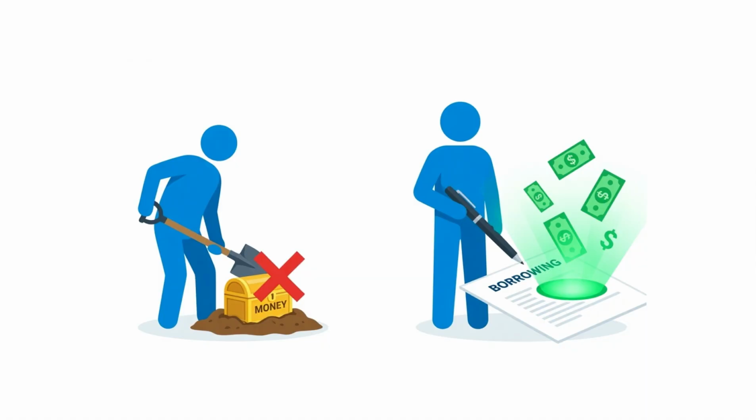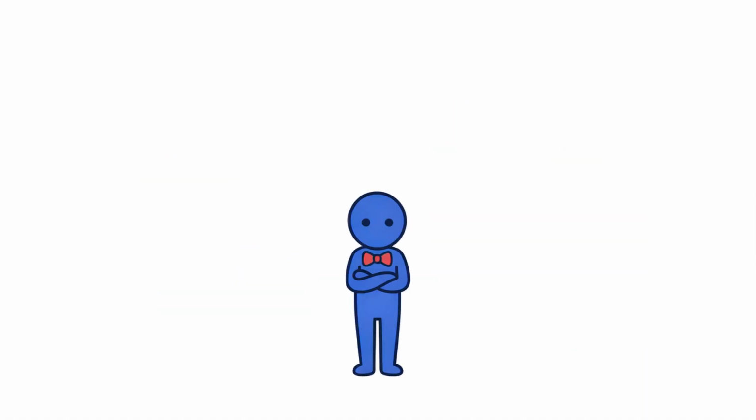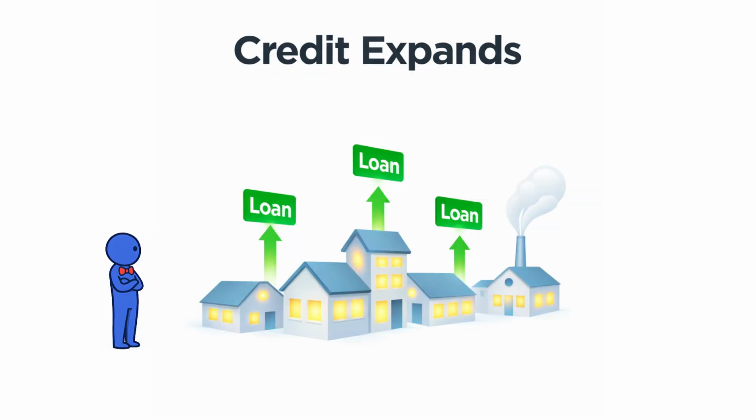Now extend that logic across the entire economy. When credit expands, when banks are lending freely and borrowers are borrowing confidently, the total supply of money in the economy grows. More purchasing power circulates. More activity is financed.